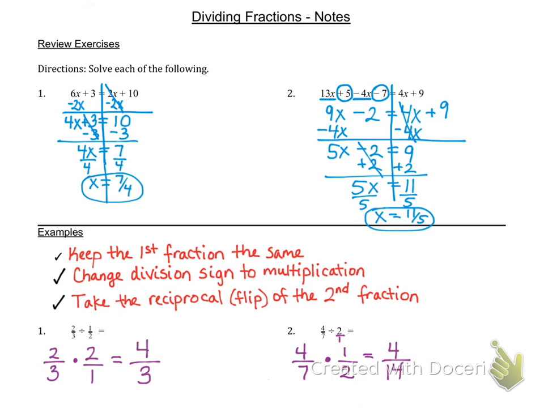Now I want to simplify this fraction, so I'm going to divide both the numerator and denominator by 2. 4 divided by 2 is 2, and 14 divided by 2 is 7. So my answer is 2/7.